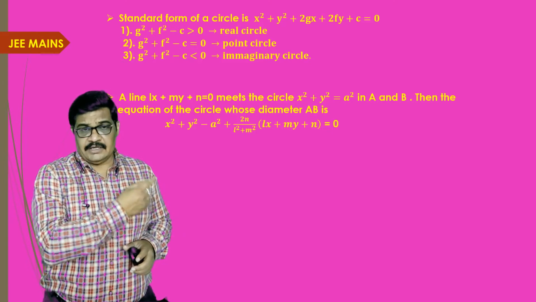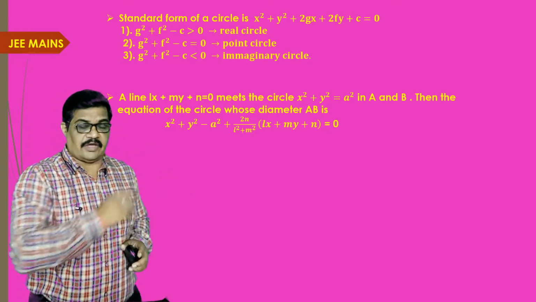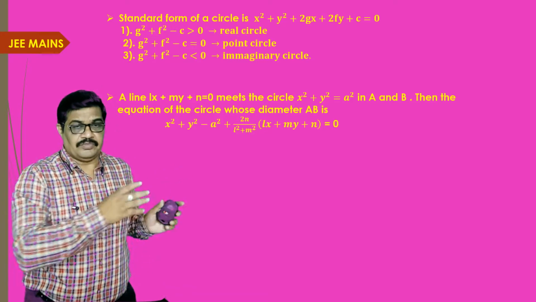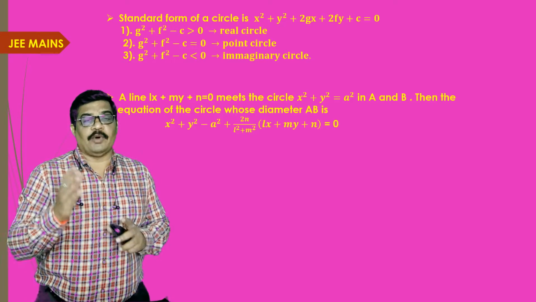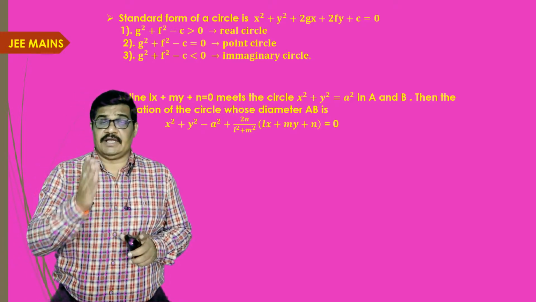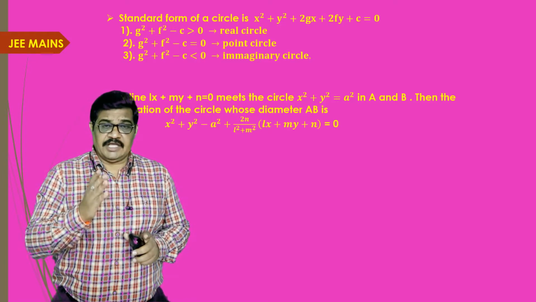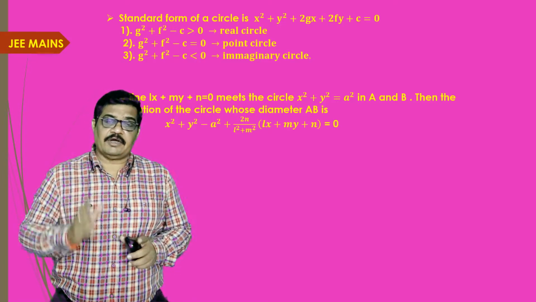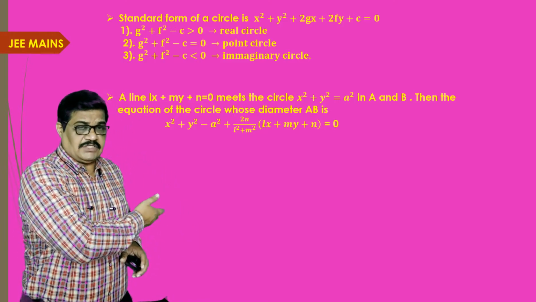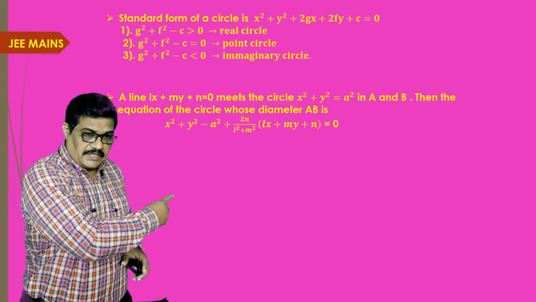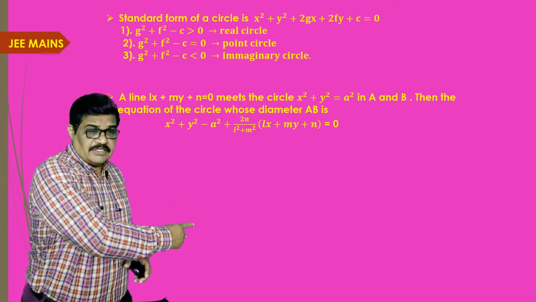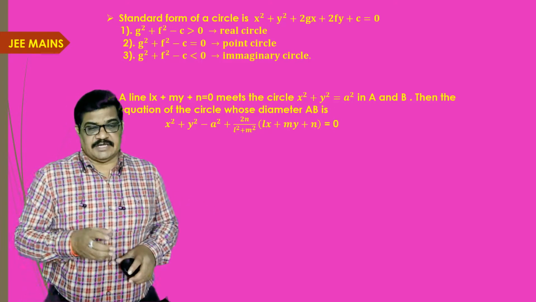We are given the circle x² + y² = a² and the line lx + my + n = 0. The line meets the circle at 2 points, capital A and capital B. Now we have to find the equation of the circle with these meeting points A, B as the diameter. So that circle becomes, using this formula: x² + y² − a² + (2n/(l² + m²))(lx + my + n) = 0.